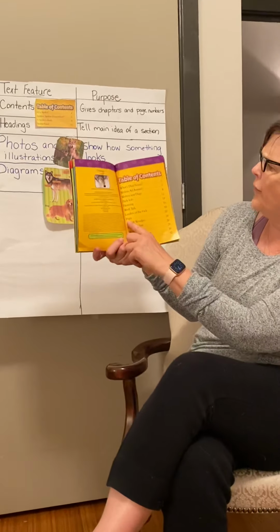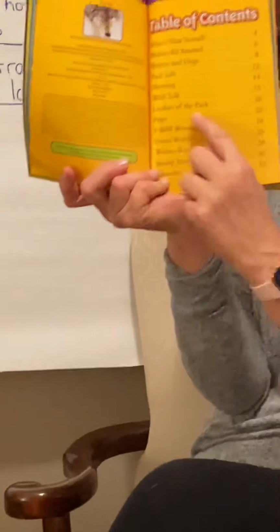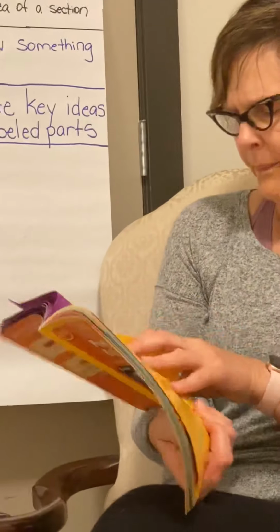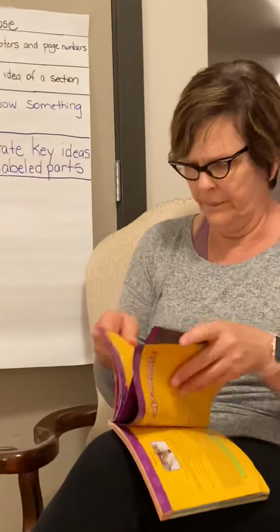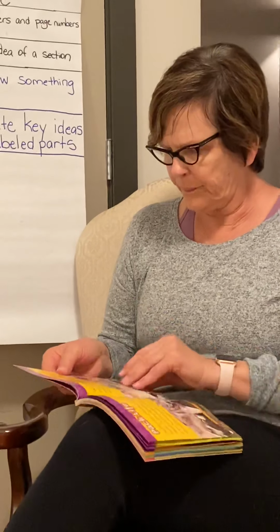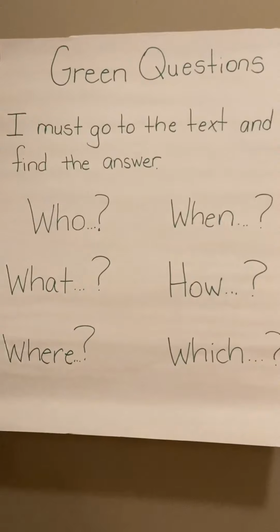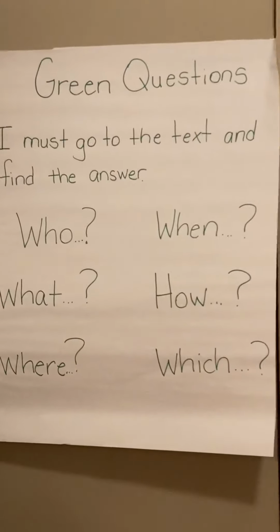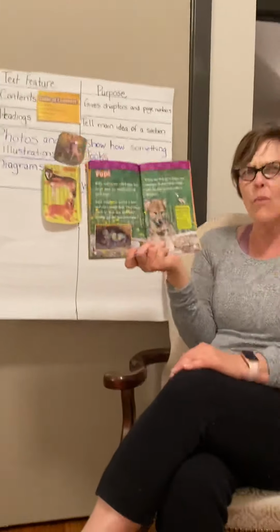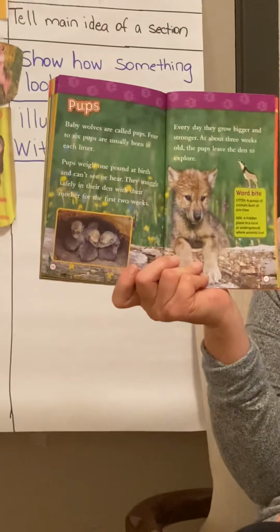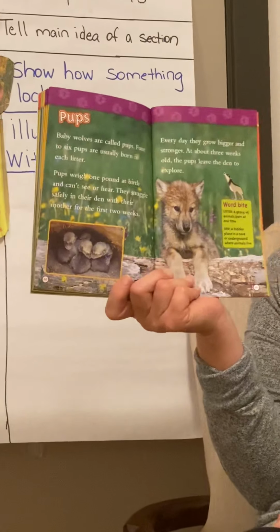Let's look about wolf pups. It's on page 20. I'm going to use a green question before I read. And a green question is going to be a question that I can answer right here in this text. I want to know, what are pups called? What are they born into?